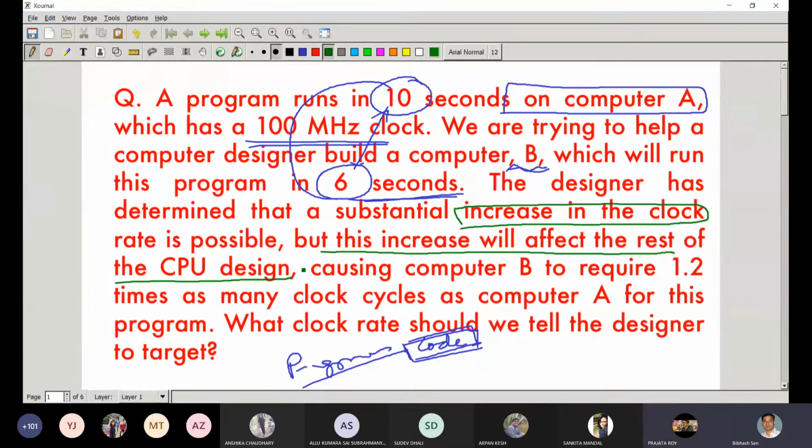Yes, sir, because it's hardware. When you are trying to increase the clock rate, it means it is hardware dependent. That means the CPU goes from 3 gigahertz to 2 gigahertz or 5 gigahertz, whatever, it may decrease or increase. The rest of the CPU design.